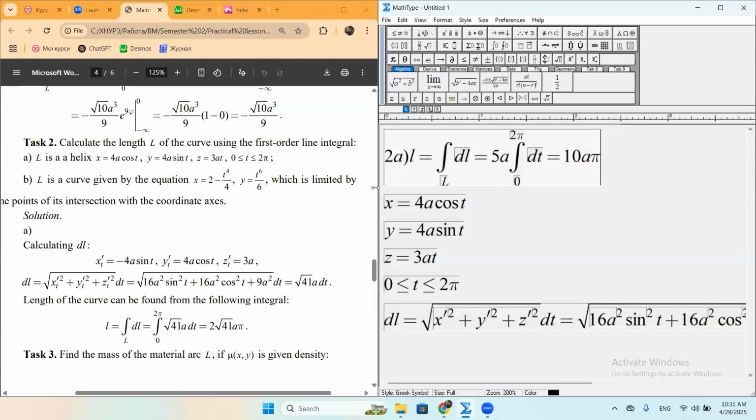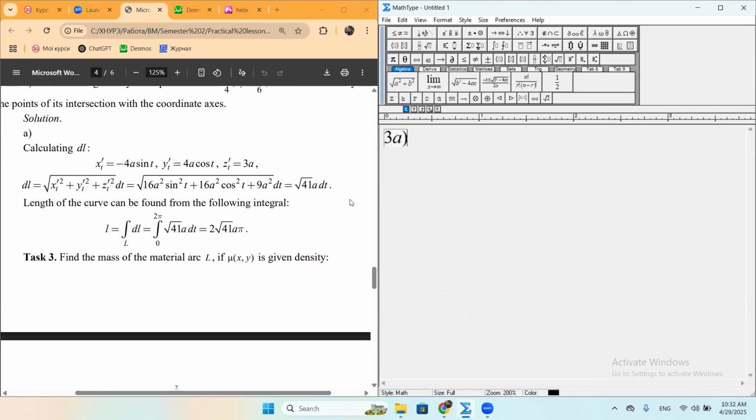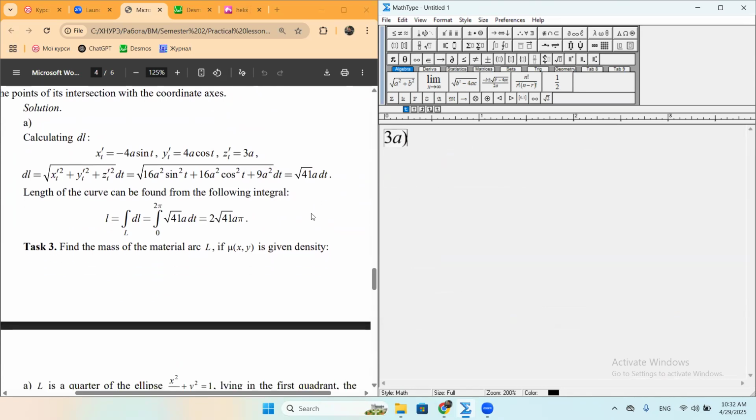And now let's maybe skip this example for now, B. Maybe we'll return to it, but now let's move to 3. So actually B is even easier than A because we have power functions and only 2 dimensions. So 3A.